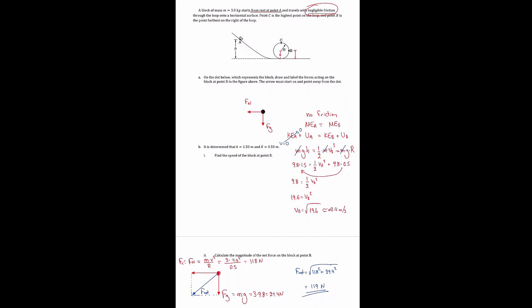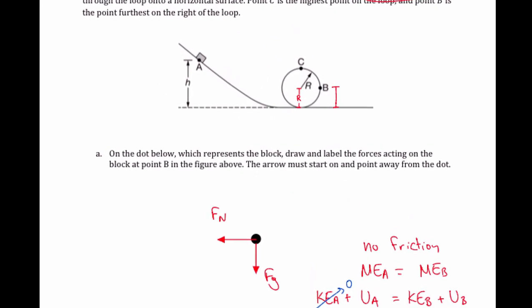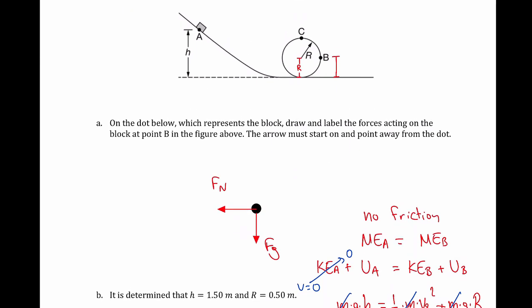In the case of point B, we have two forces that are acting perpendicular to each other. If it was at point C, we would have to calculate the force of gravity and the normal force in the same way. But the net force would be the sum of the force of gravity and the normal force.